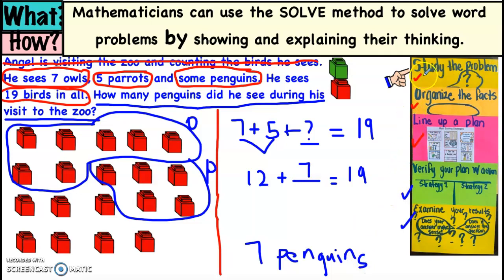Mathematicians, did you see how I studied a problem by underlining the question? I organized my facts by circling all important facts. I line up a plan by choosing 2 different strategies. I verify my plan with action with those 2 different strategies. Then I examine my results, asking myself if my answer made sense. Remember to always use the solve method when you are solving the problem.